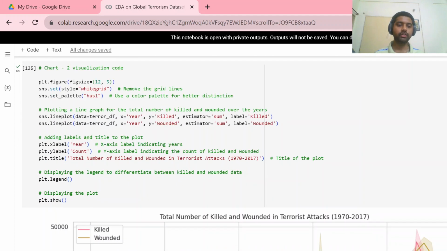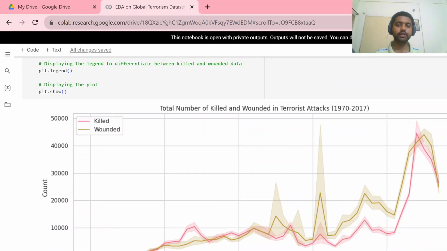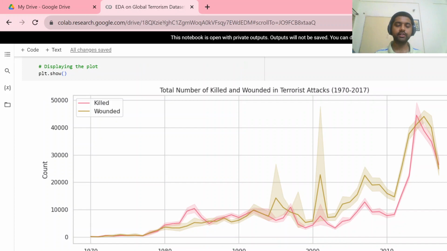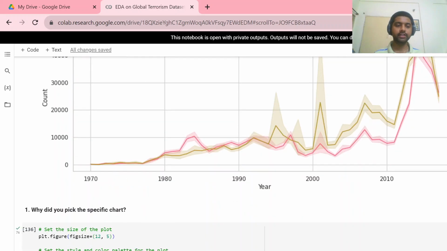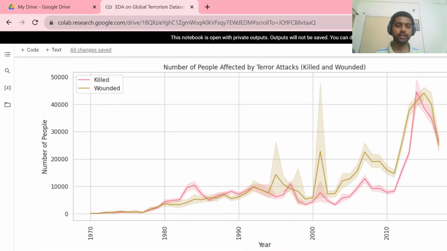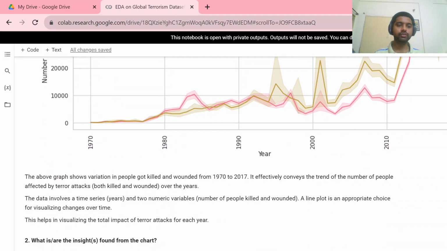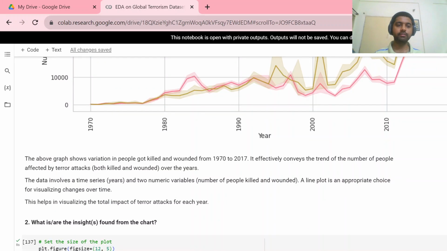Then our fourth plot is the number of people killed and wounded: how these terrorist activities occur, the number of people killed, and how it varies over the years, and the number of people wounded. Here we can see this plot shows the variation in people killed and wounded, as we had mentioned.